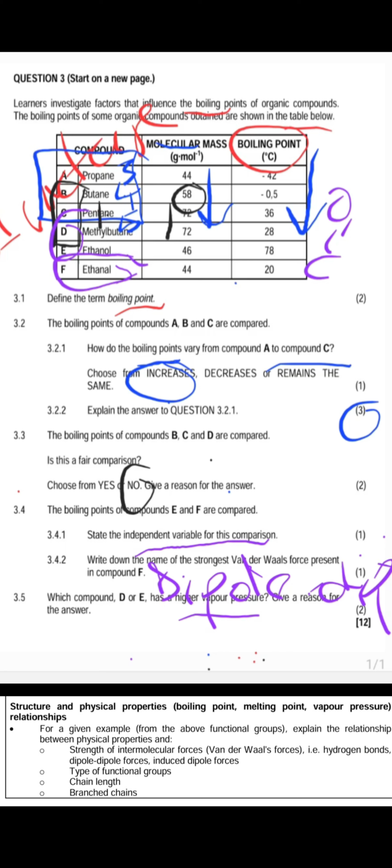Why? Because if you check, D has a lower boiling point. It has 28 degrees Celsius as its boiling point. That is methyl butane. Whereas E, ethanol, has 78 degrees Celsius as its boiling point. So we know that D will be the solution in this regard. And the reason will be that there is a lower boiling point, which implies that there are weaker intermolecular forces.